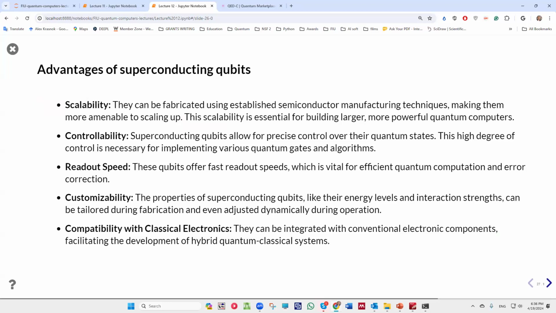Alrighty, so I'm coming to my conclusions. Advantages of superconducting qubits: scalability, controllability, readout, because readout happens through this microwave facility, it's pretty fast. Customizability, because we can design the quantum circuit very precisely to the operation frequency and so on. We can design the pulses, and everything is compatible with classical electronics, classical microwave facility.